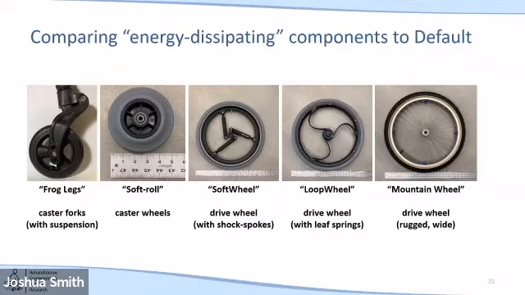So for the casters, we selected one different fork. This is a frog legs suspension fork with an elastomeric wedge in between where it connects to the frame and connects to the caster wheel. We chose a soft roll caster, kind of a wide, compliant material. And for the drive wheels, a soft wheel with these damper-like spokes, a loop wheel with these leaf spring style spokes, and then a mountain wheel. So just a 2-inch wide, rugged, low pressure pneumatic tire.